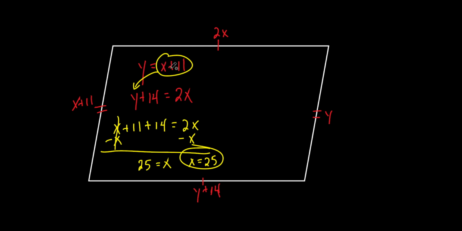How would I solve for y? Well, remember, y equals x plus 11, doesn't it? So y equals x. What did I say x was? 25 plus 11. And what's that? 36. And that's your answer. So if y is equal to 36, and if x was equal to 25, then this would be a parallelogram.